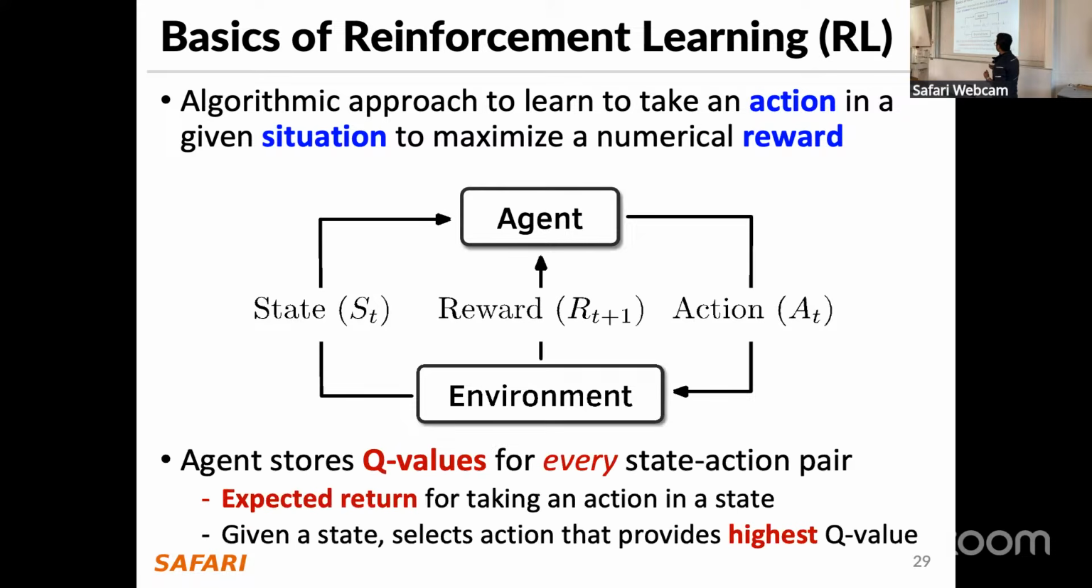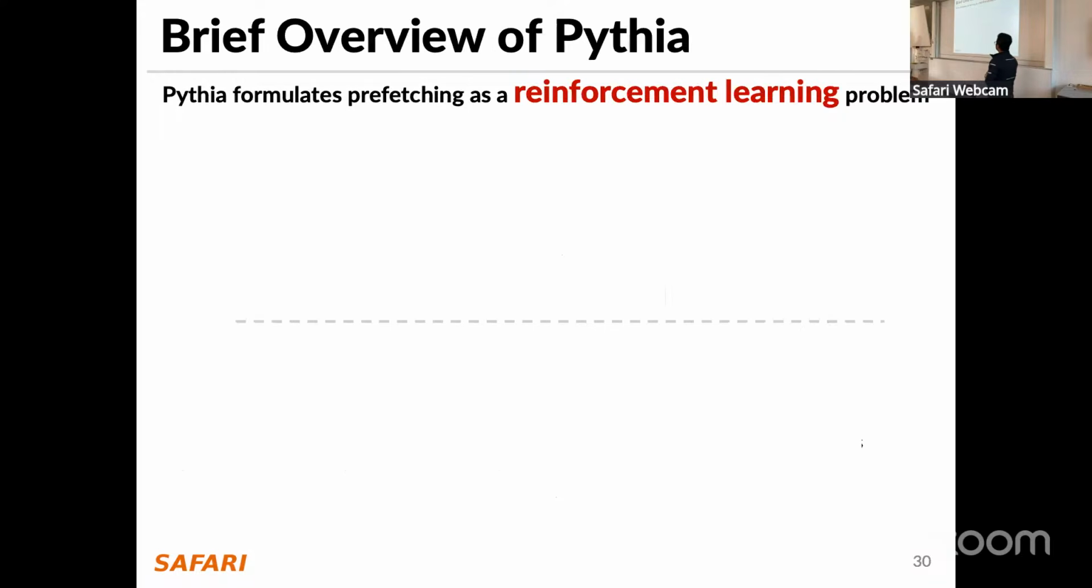The agent stores something called a Q value for every state action pair. That Q value essentially represents the expected return of taking that action in that given state. The idea is that whenever you are at a state, you would take the action that gives you the highest Q value. So basically, it's a greedy approach.